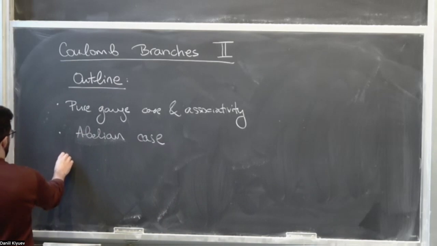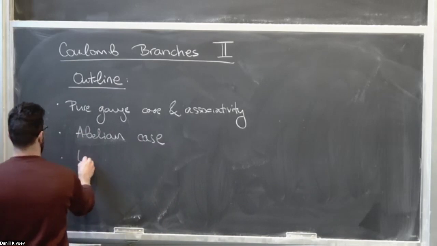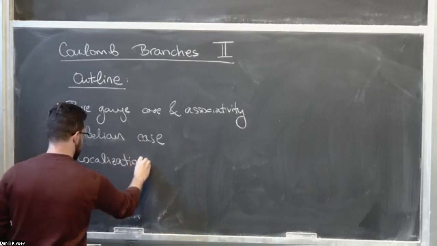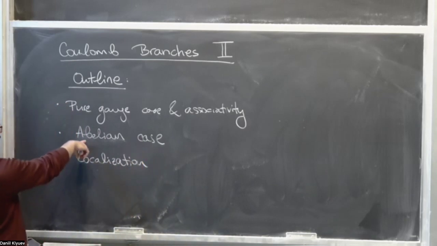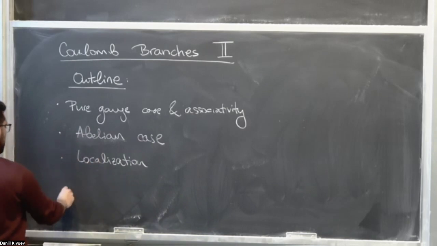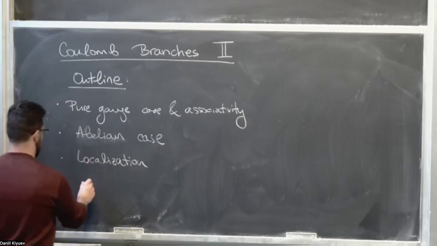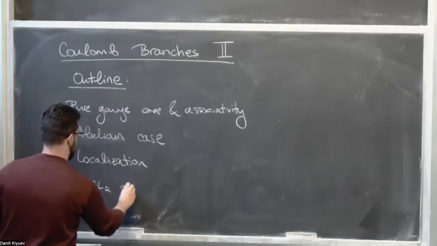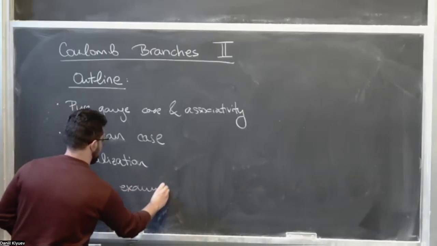And then I'll discuss localization, which lets us reduce some non-abelian cases to the abelian case. And then at the end, I'll give the BGL2 example as an application of that.